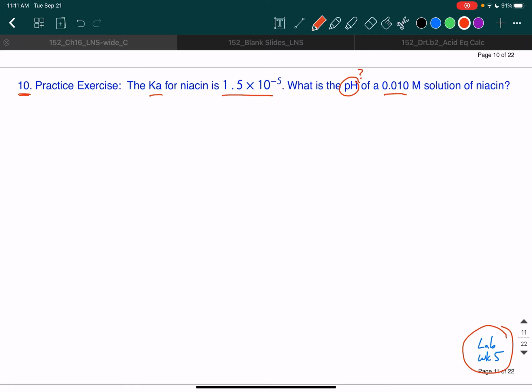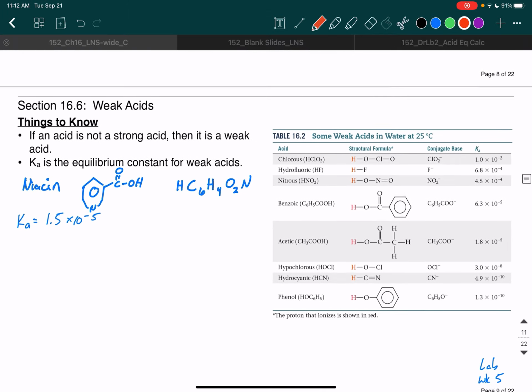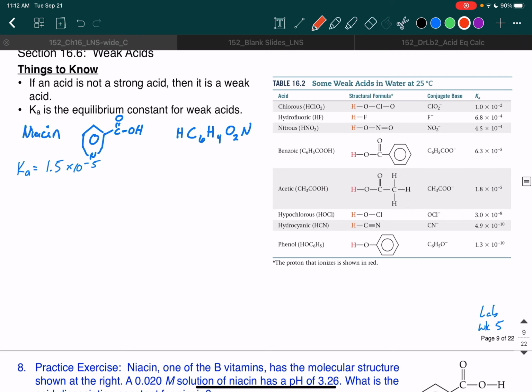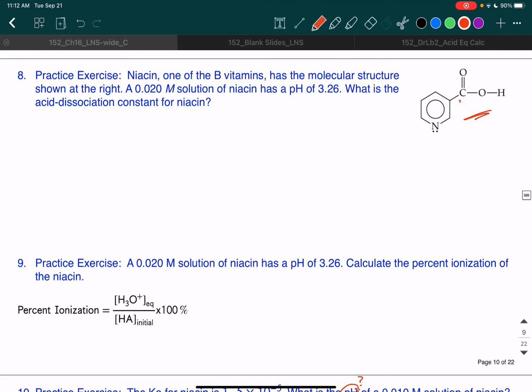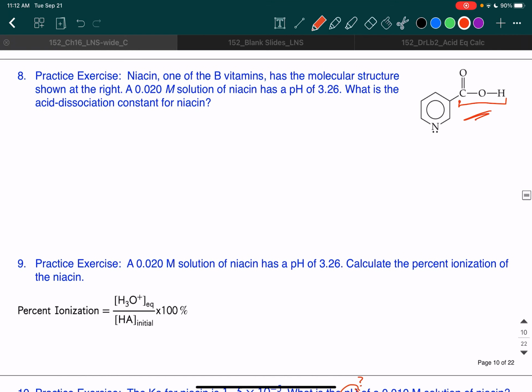Let's talk about niacin and the equilibrium constant just for a second here. Okay, so I've rewritten the niacin structure right there. Notice it has that COOH pattern to it. So it is a weak acid, right? It's that proton there that can be kicked off in solution.